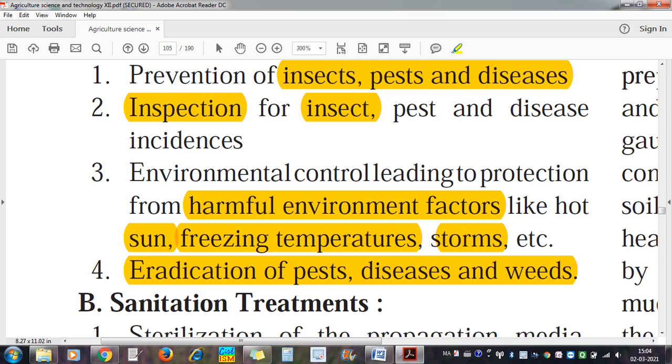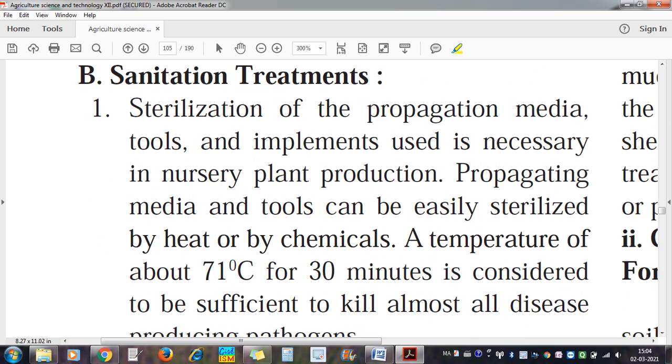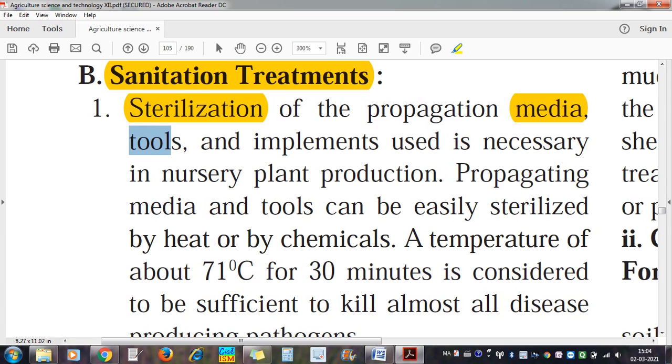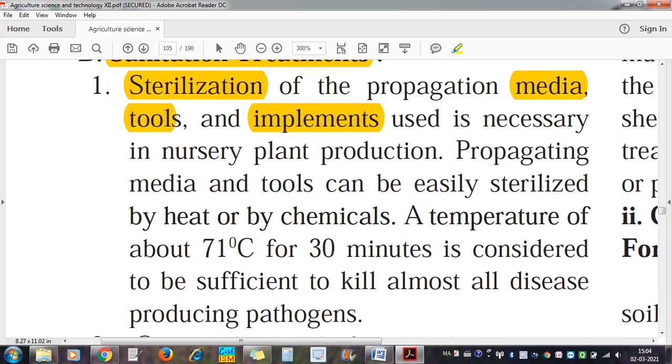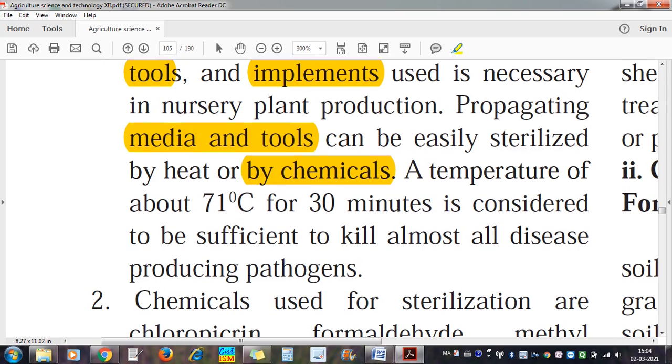Then sanitation treatment. What kind of sanitation treatment is to be done? First of all, sterilization of propagation media is to be done. All tools and implements are to be sterilized. Whatever propagating media and tools are there, they are to be sterilized by using chemicals or heat. Heat also can be used. So what should be the temperature? About 71 degrees for 30 minutes. It is good for sterilization of all these things, and that will kill almost all disease-causing pathogens.